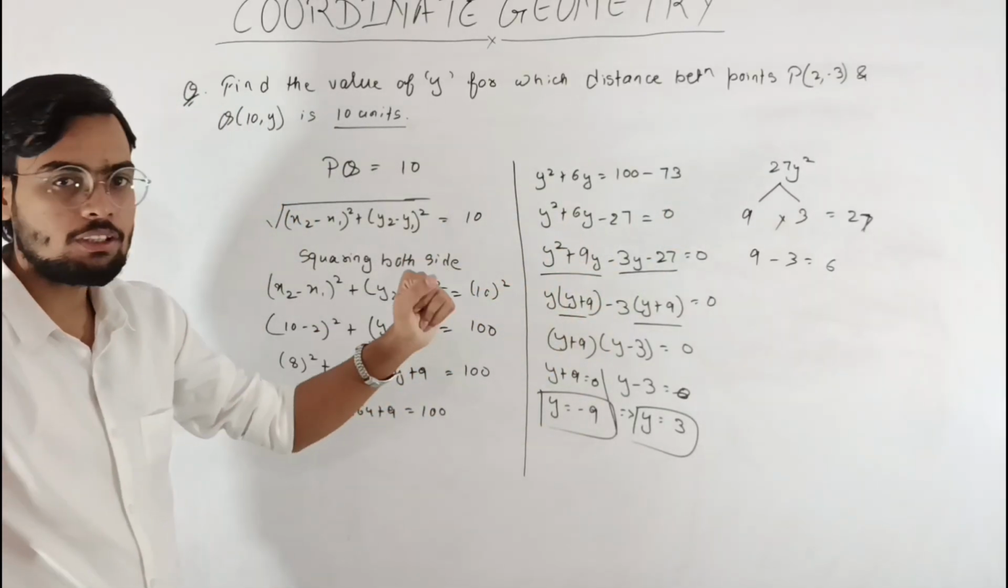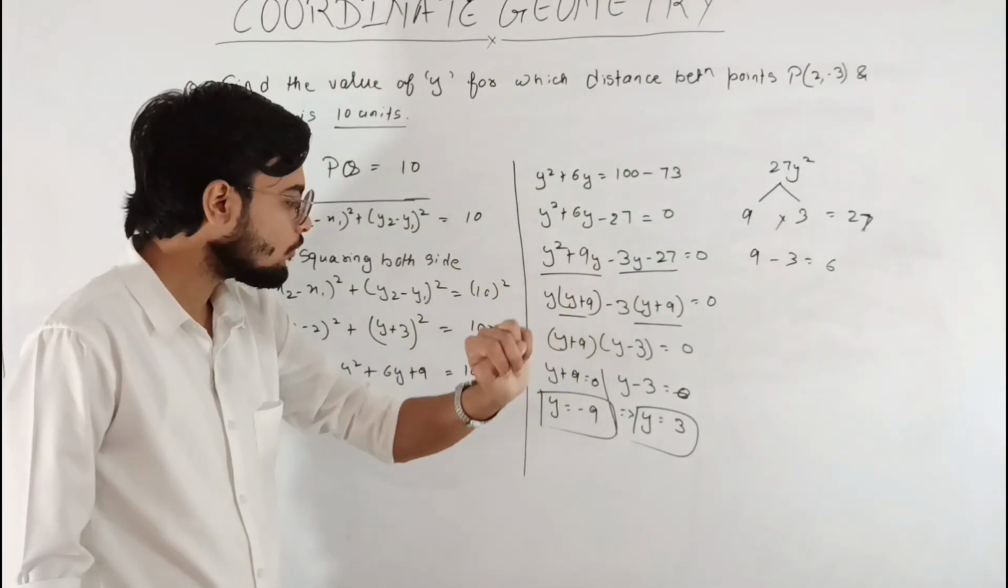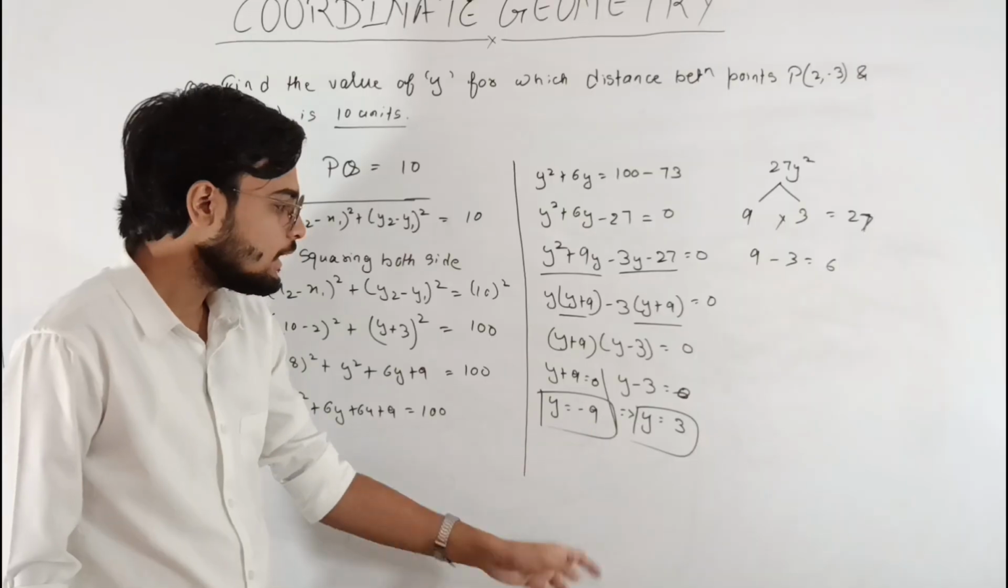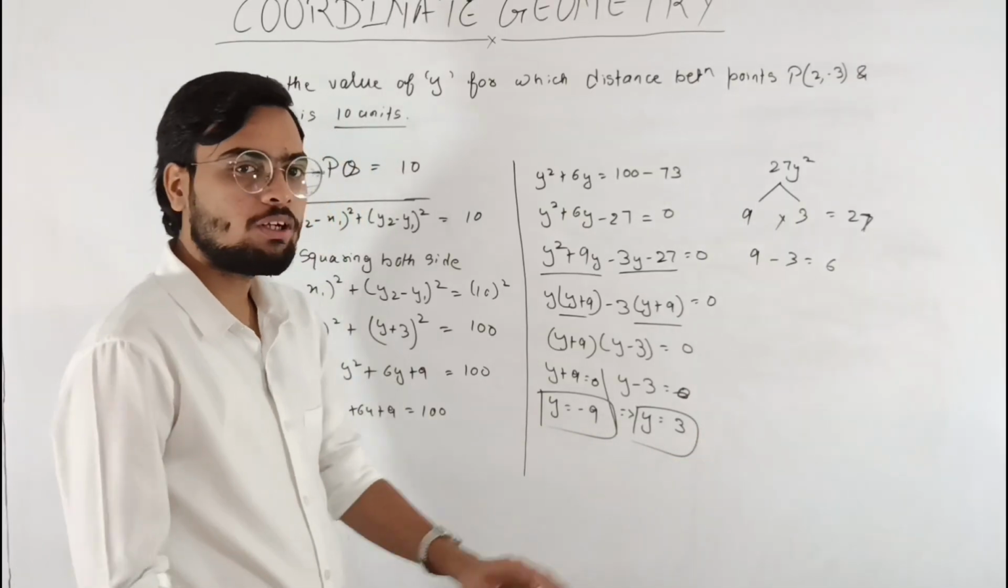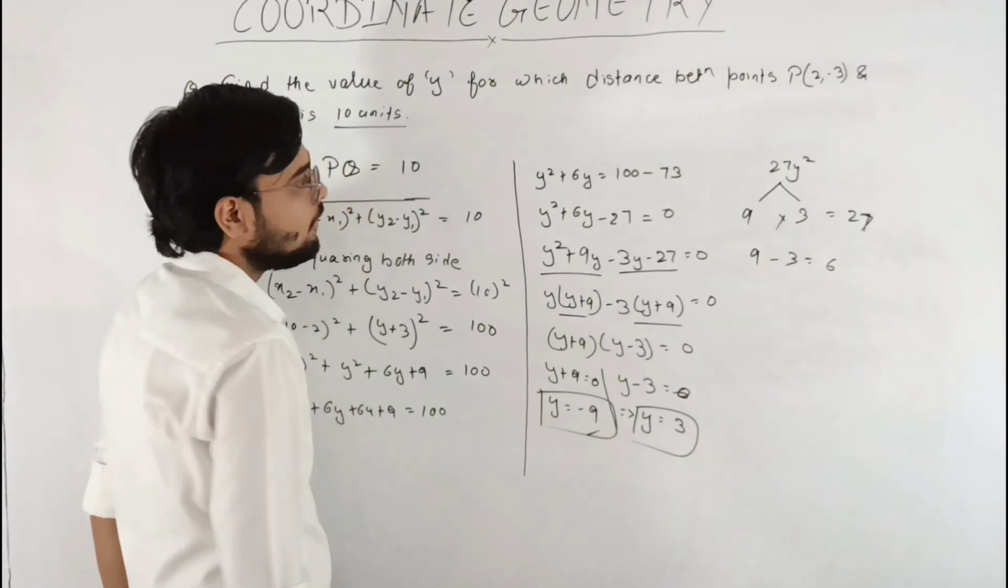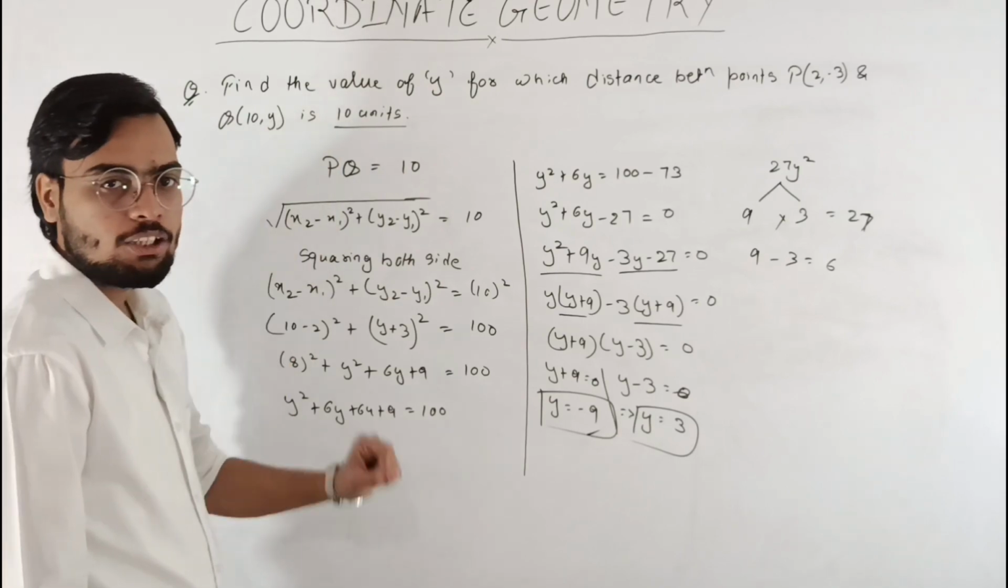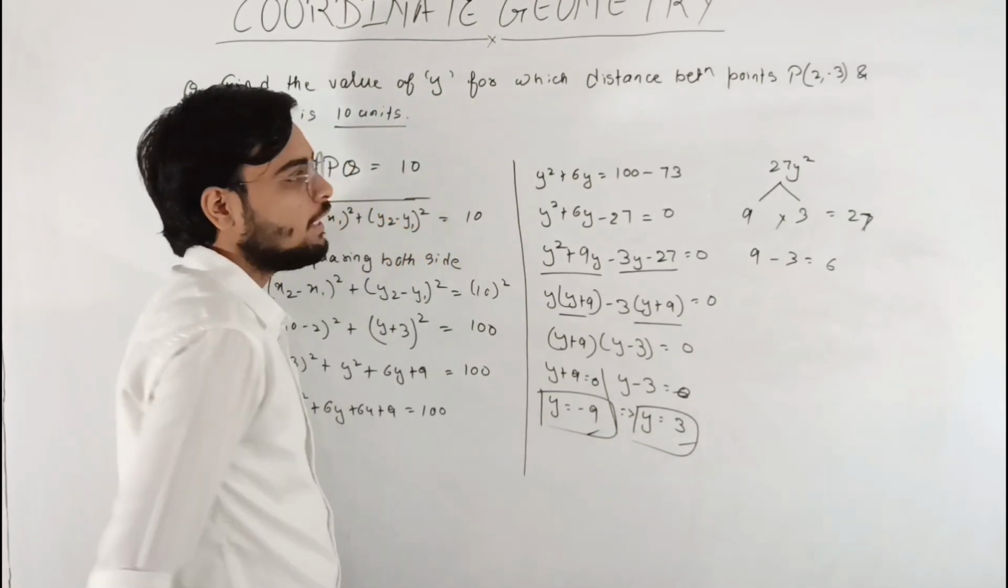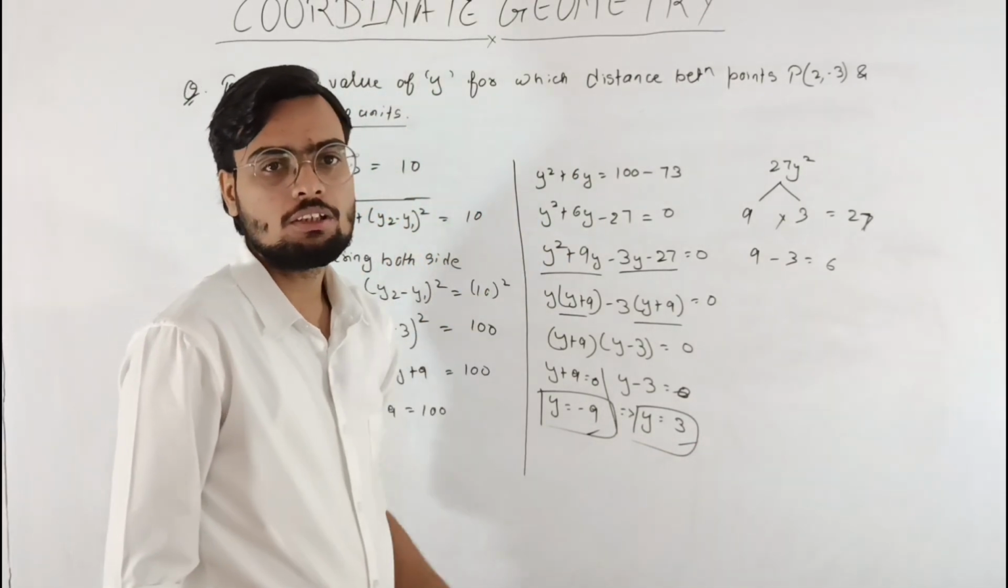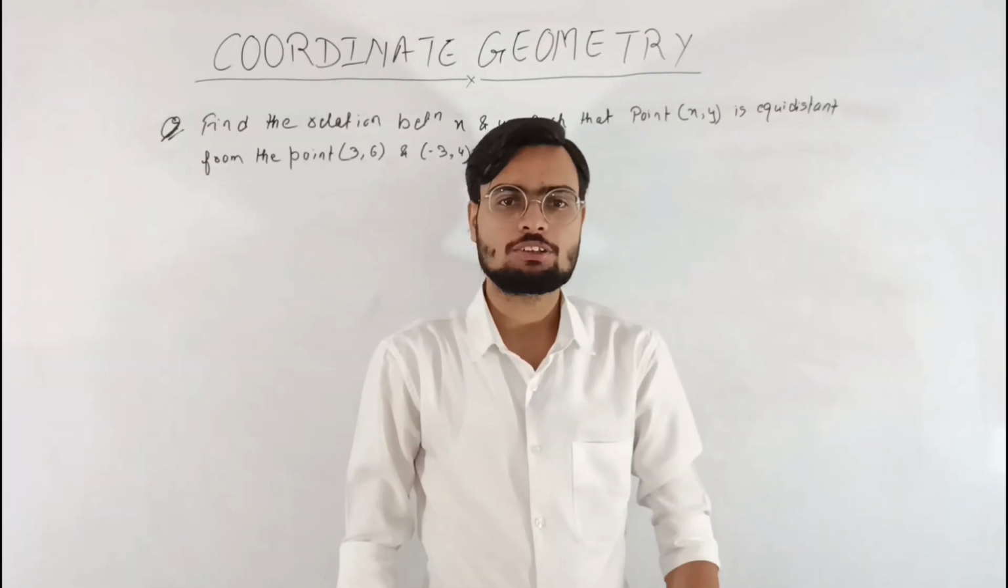Now I solve this quadratic equation by factorization. Then I get two values of y, first minus 9, second is 3. So we have two values of y. When y is minus 9, then distance between these 2 points is 10 units, and when y is 3, then distance between these 2 points is 10 units. Okay, now let's move towards the next question.